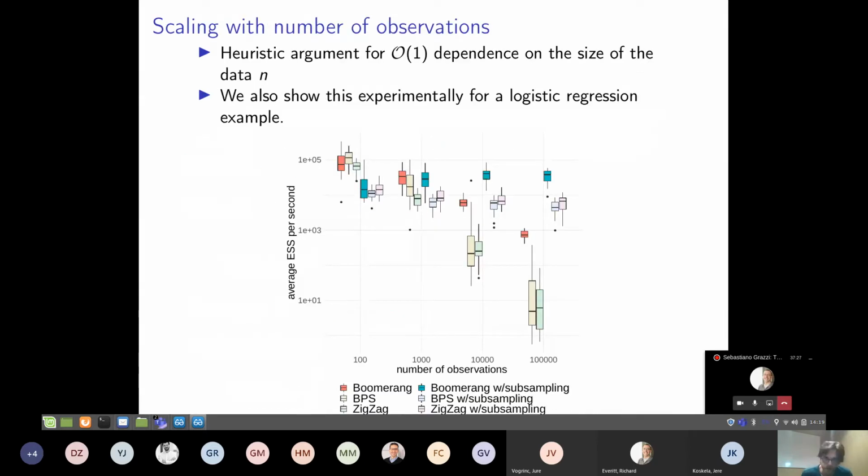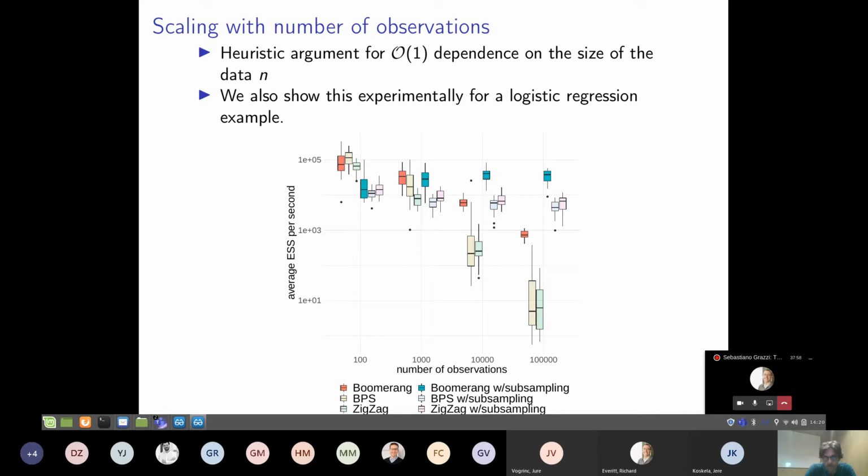Now here are the results of the boomerang samplers compared with other algorithms. Here we study the scaling of the algorithm for both the size of the data and the dimensionality. In the paper we give an informal argument of the order 1 dependence of the complexity on the size of the data, n. And we also show it experimentally with logistic regression.